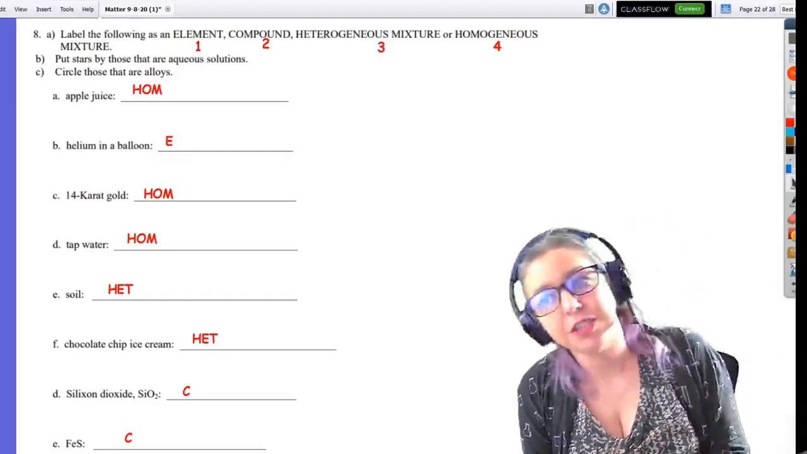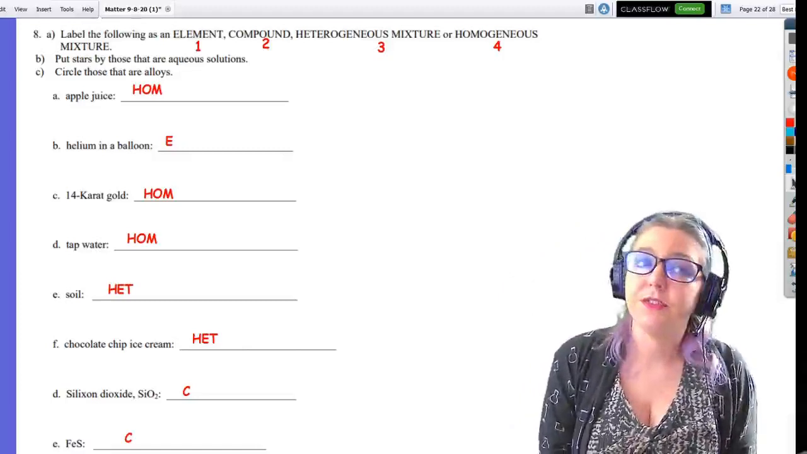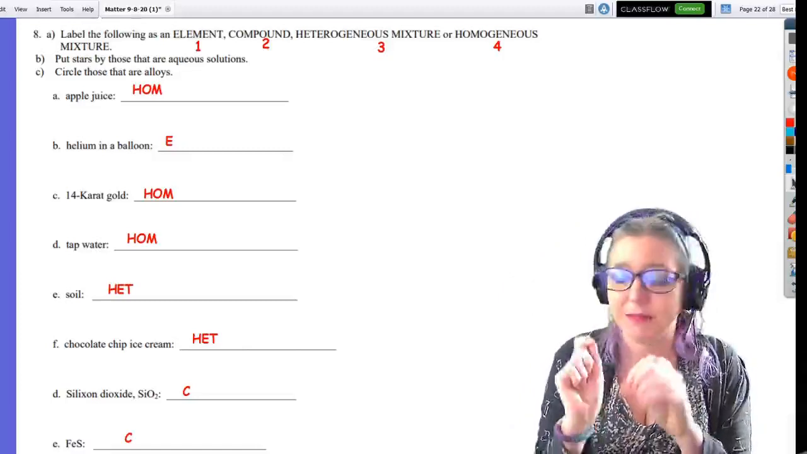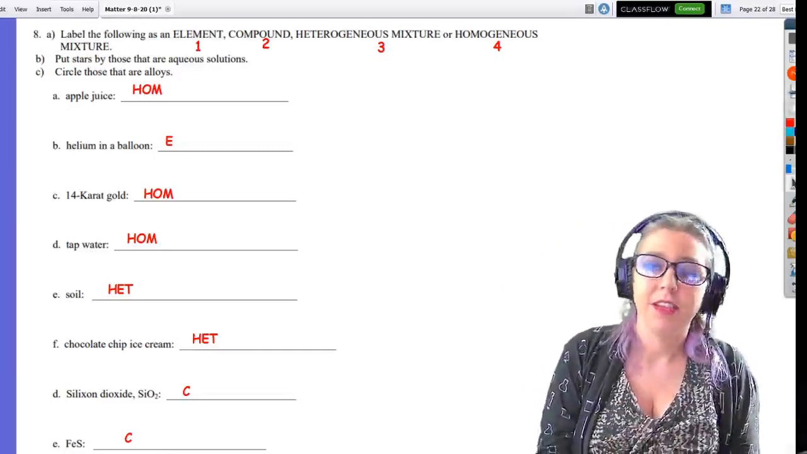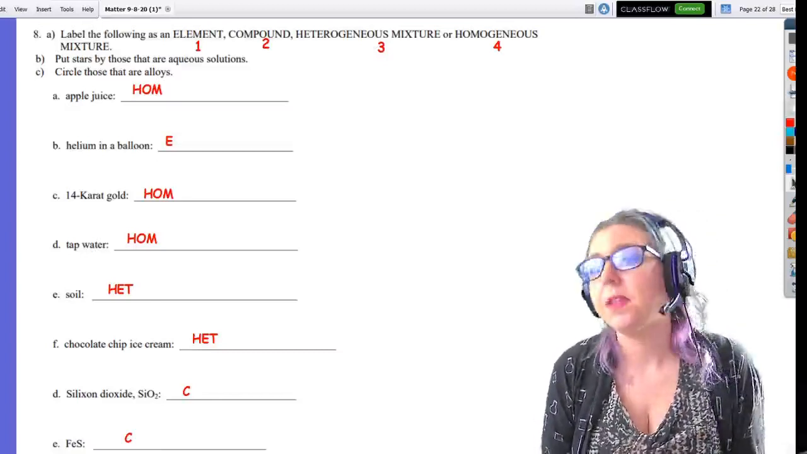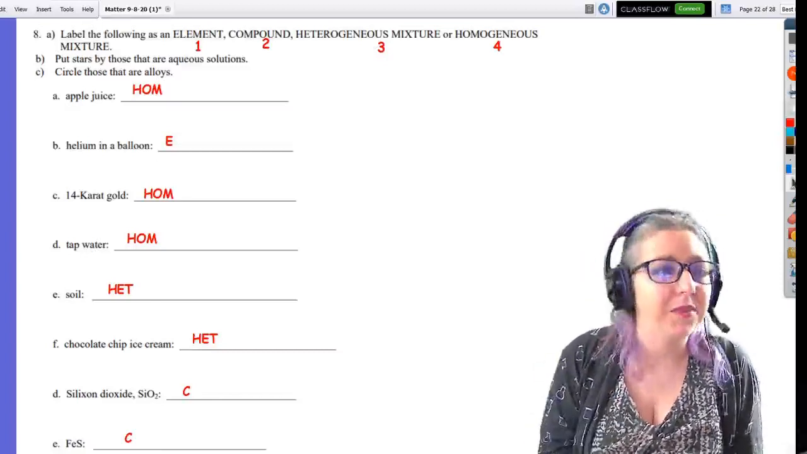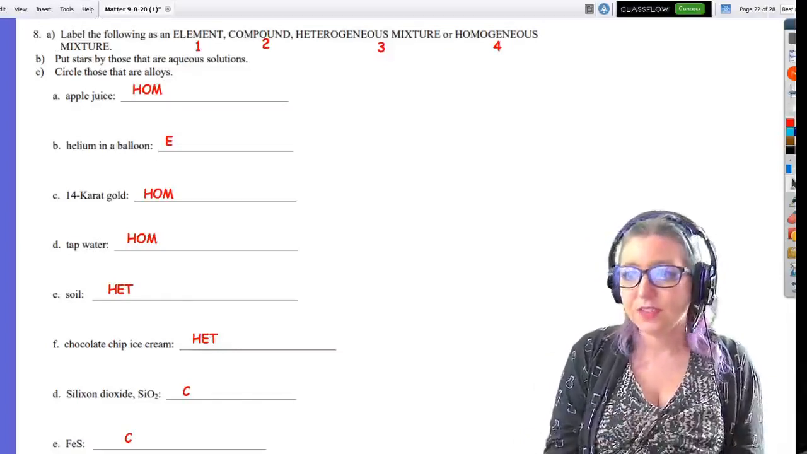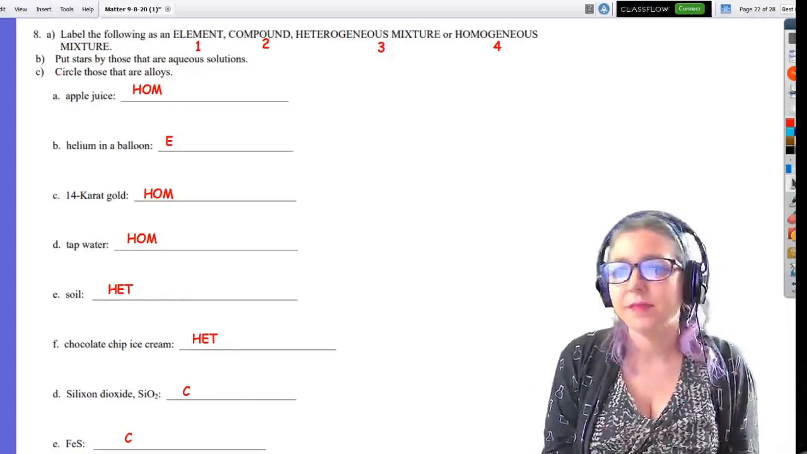Next, chocolate chip ice cream. If you really love those chocolate chips, you can dig in that ice cream and just try to eat those chocolate chips out. If you really hate chocolate chips, I don't know why you got chocolate chip ice cream, but you can kind of try and eat around them. So that is a heterogeneous mixture.